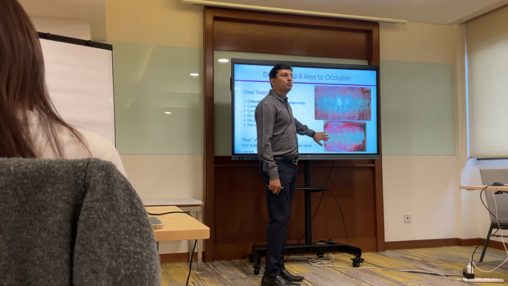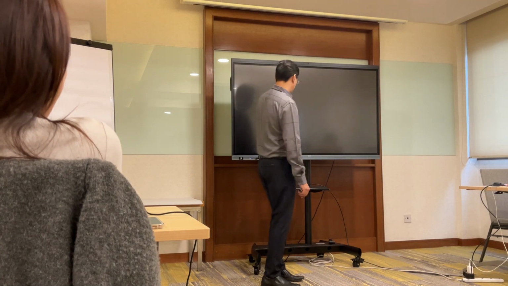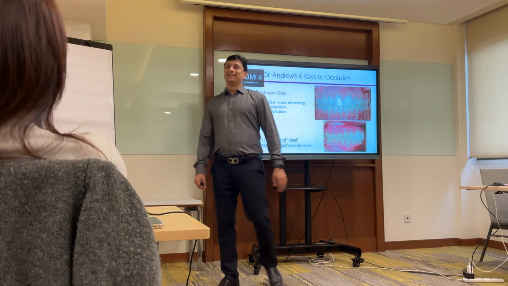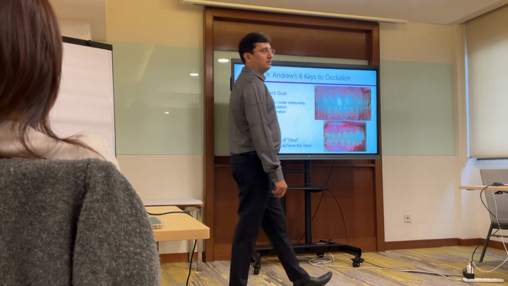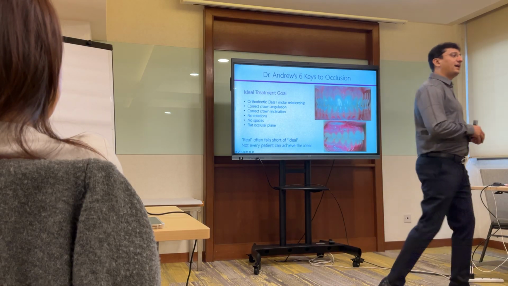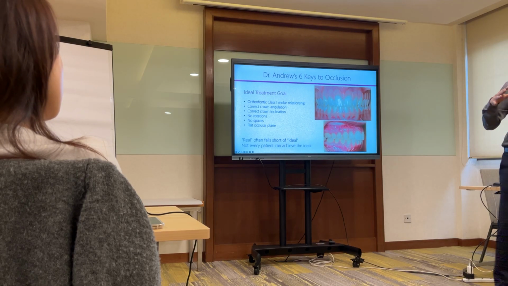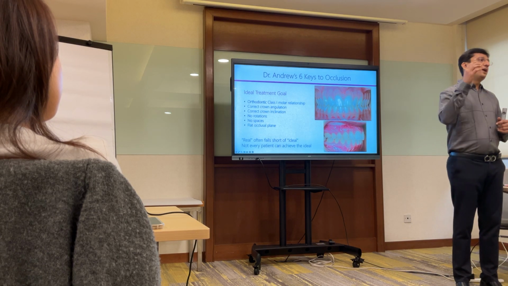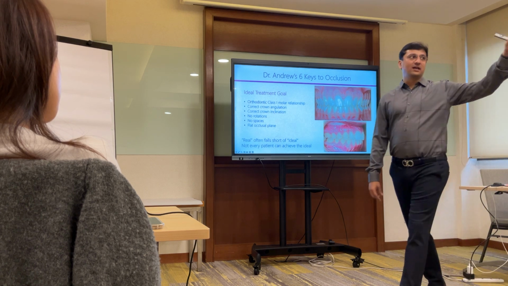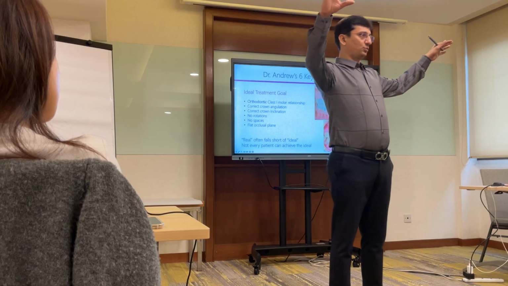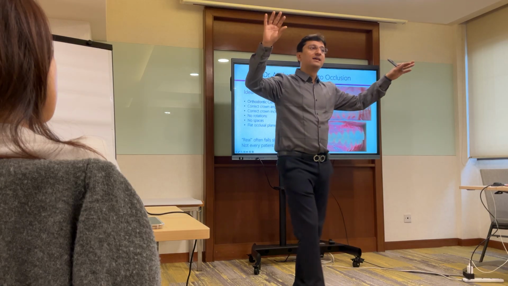If you have a class 2 molar, you cannot have a class 1 canine because the molar dictates where the canine will be. Does it make sense to you? If you want to have a class 1 canine and you're not extracting anything, you have to have a class 1 molar. There will be situations where the molar is class 1, but the canine is class 2. Have you seen that? It's very common for you to have molar class 1, canine class 2.